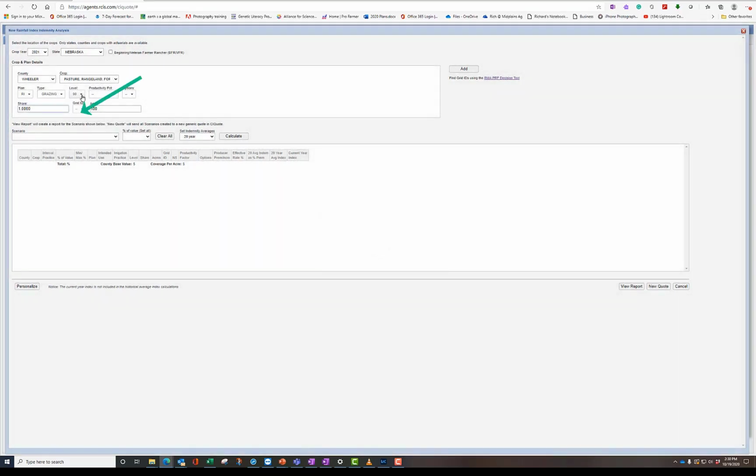The practice, or the level here, is the level we'll insure at. We've got a choice of between 70 and 90%. 100% is 100% of the normal rainfall, and they've gone back to 1948 to determine normal rainfall. The productivity factor is a factor used to set the level of insurance on each acre. We'll explain this further after we run the quote.